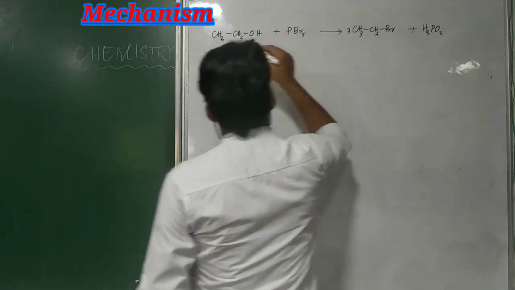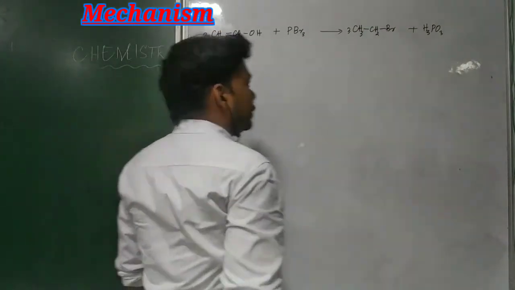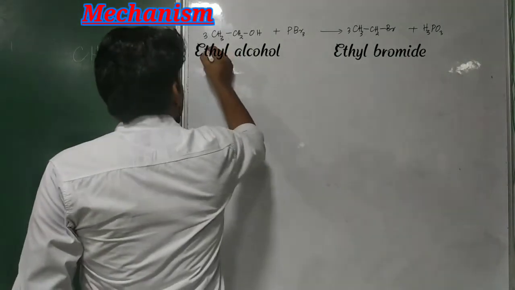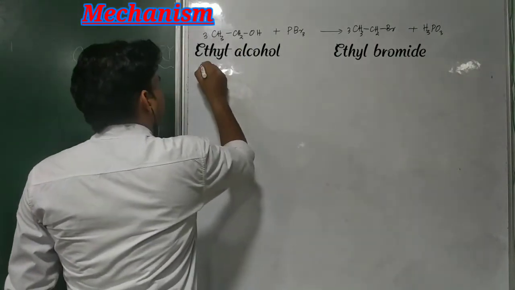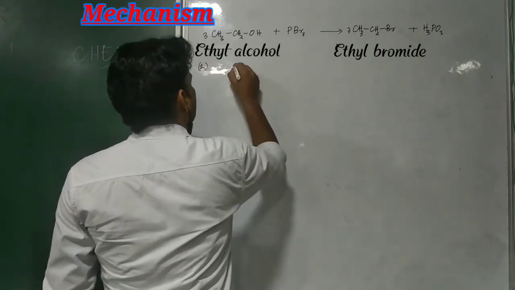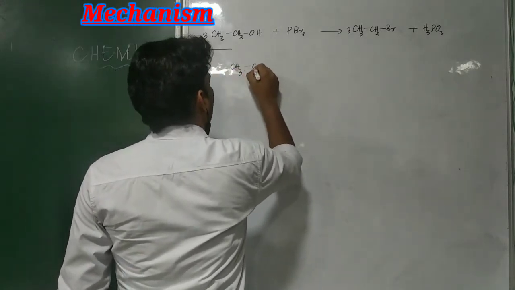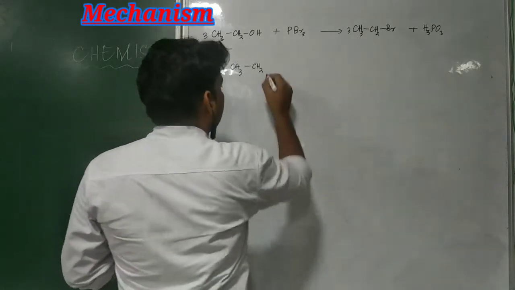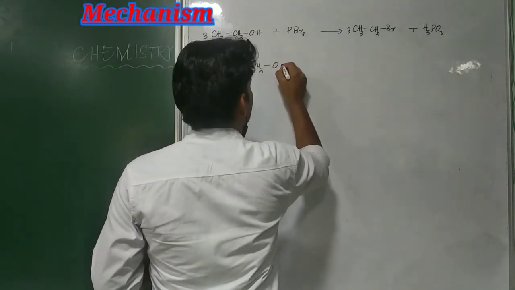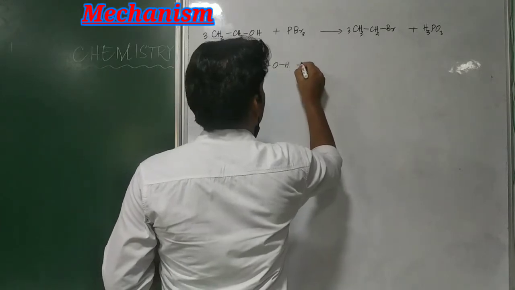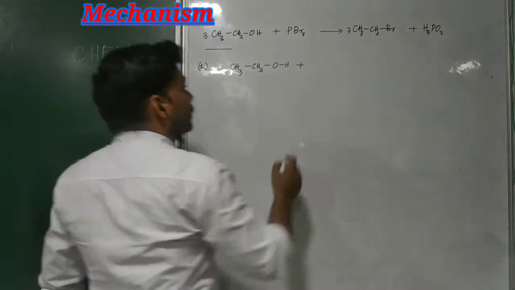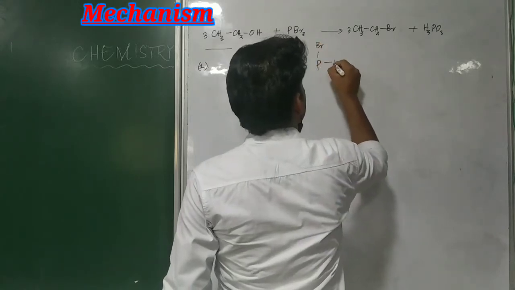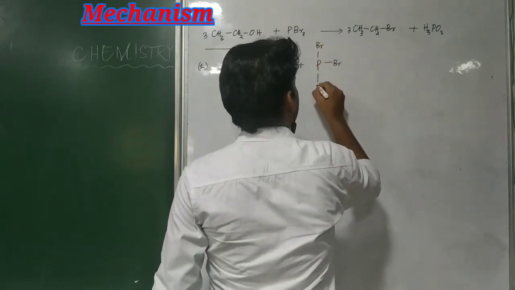So step by step we need to discuss the mechanistic pathway here. In the first step, this alcohol molecule reacts with phosphorus tribromide.